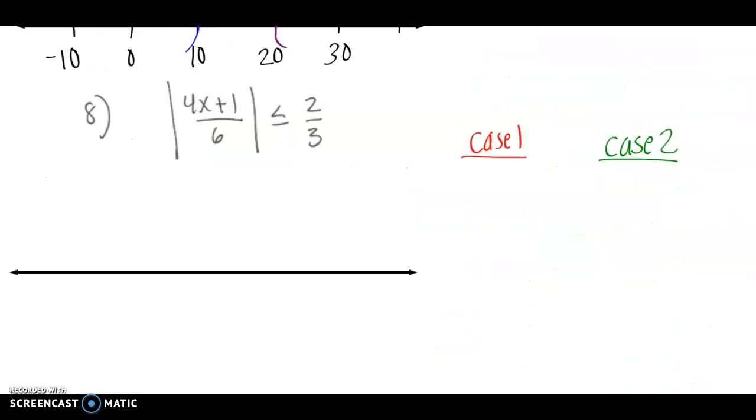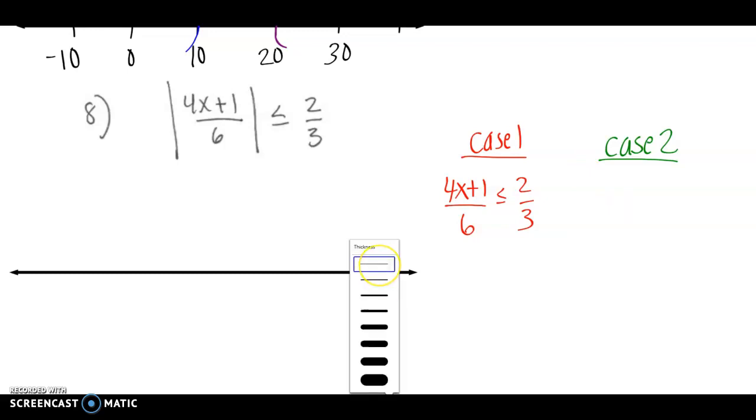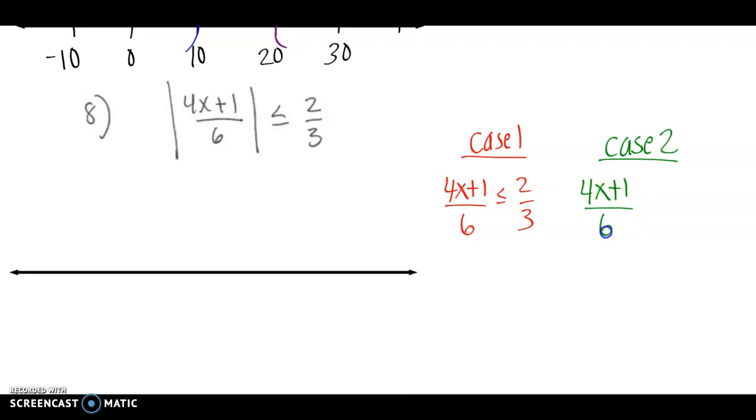All right, so here's my last example. Go ahead and write it down, and then do the two cases. Case 1 is going to be 4x plus 1 divided by 6 is less than or equal to 2/3. My second case is going to be the same thing. Oops, I was going to put absolute value. Do not put absolute value when you split the two cases up. That's taking the absolute value bars and taking care of that. You don't need the absolute value bars anymore. I see that it's a common mistake. So 4x plus 1 over 6 is greater than or equal to negative 2/3.